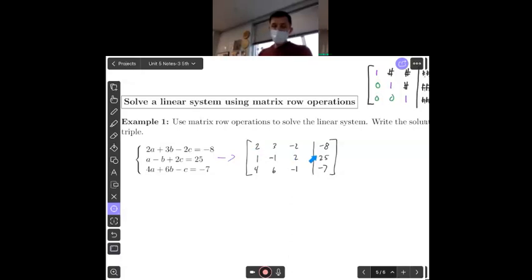The second thing we can do is multiply a row by a constant. Is there something I can multiply 2 by to get 1? Sure, multiply 2 by a half to get 1.